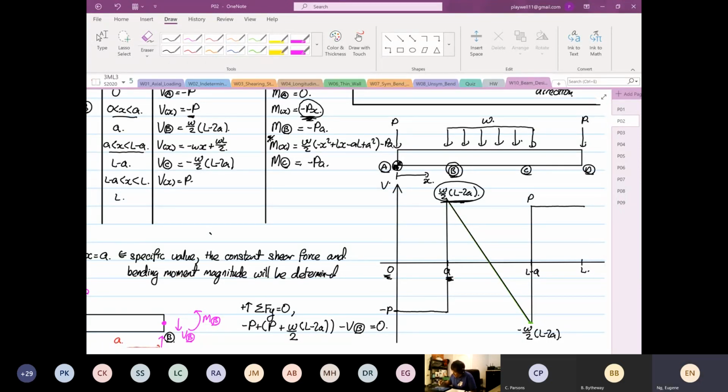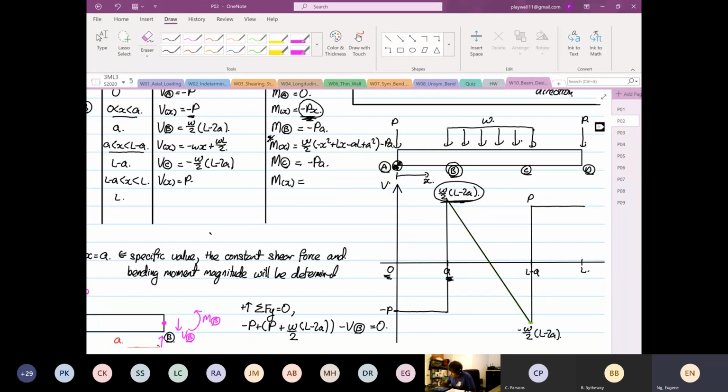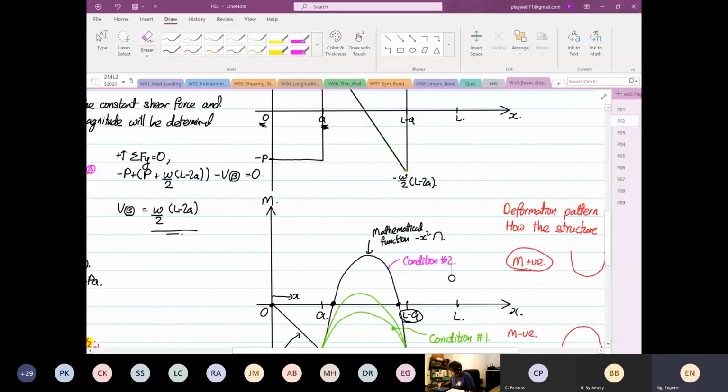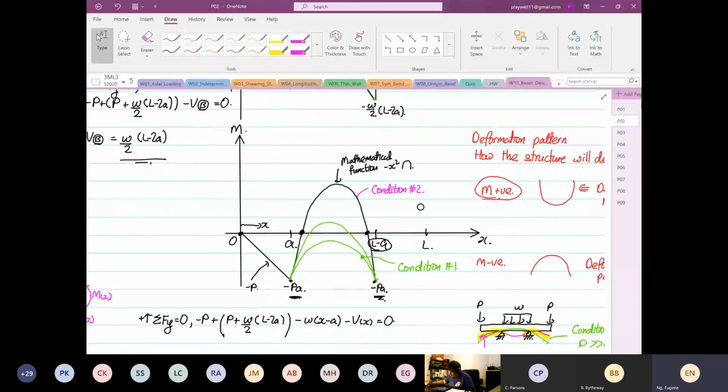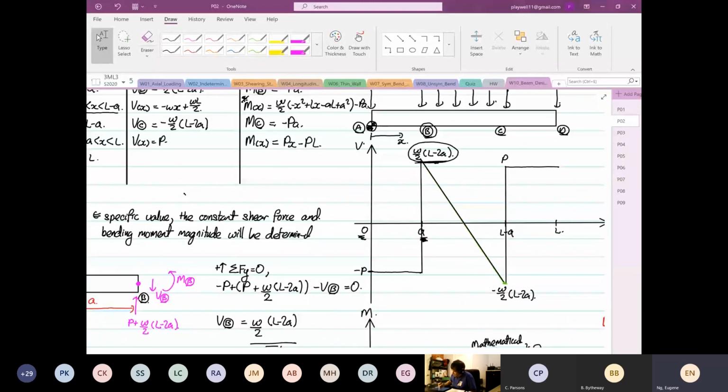where you have M as a function of x. So this will be equal to, what was it? Will be equal to Px minus PL, right? So it's going to be a positive slope. So we want to find what will happen when x is equal to L. When x is equal to L, the whole term will be equal to 0.